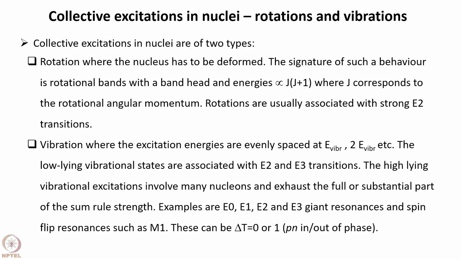and then you can also have spin flip resonances, the so-called Fermi type or Gamow-Teller type, and these can also be delta T equal to 0, so isoscalar, or isovector. So isoscalar is when the protons and neutrons are in phase, whereas if it is delta T equal to 1, then the protons and neutrons are out of phase. An example of this is the so-called monopole resonance, that is a delta T equal to 0 resonance, whereas the giant electric dipole resonance is an isovector.